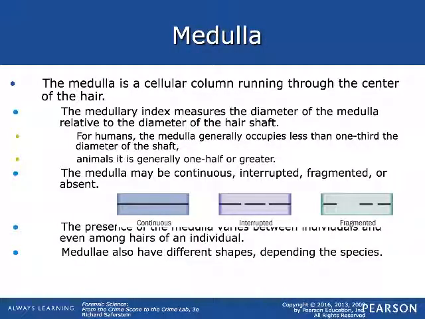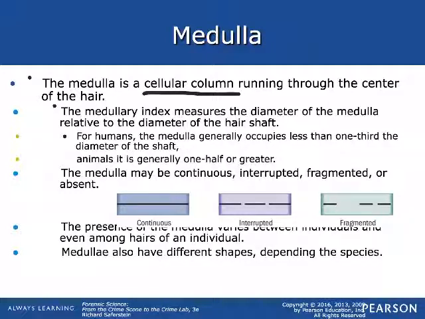Okay, now the medulla is the middle that's running through the center of the hair. It's got cells in there. Well, no, it's not cells, but it's the column where the cells would have been. The medullary index measures the diameter of the medulla, and what the index does is compare the diameter of the medulla to the diameter of the hair shaft. So how wide is the medulla compared to how wide is the hair?